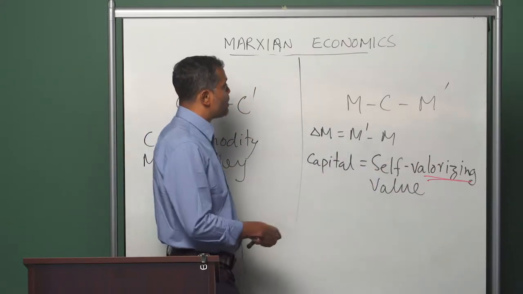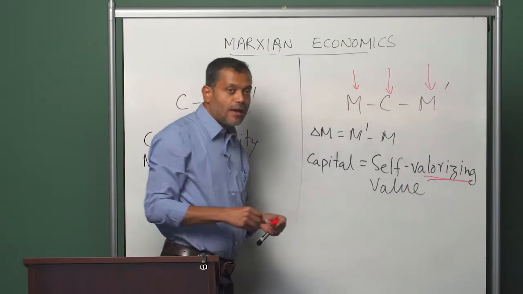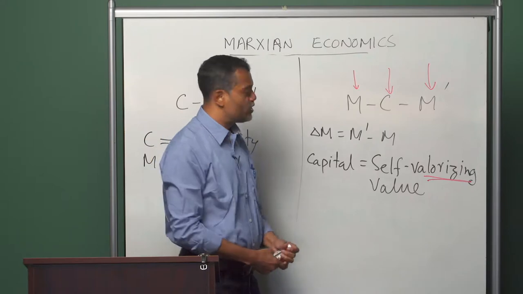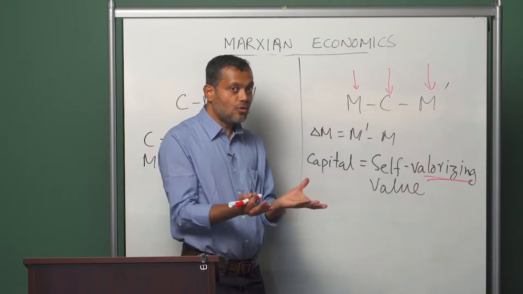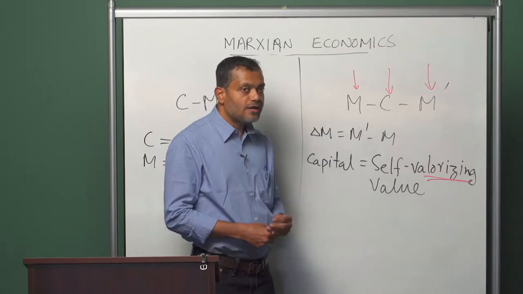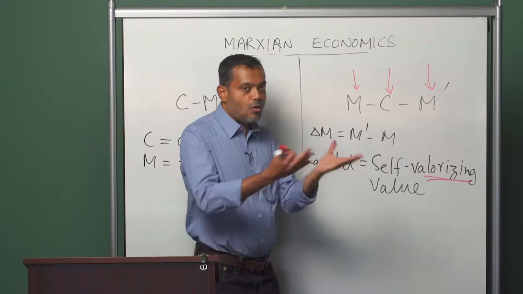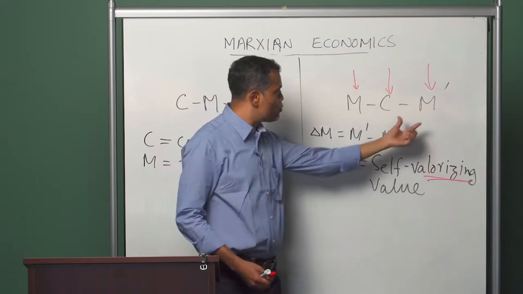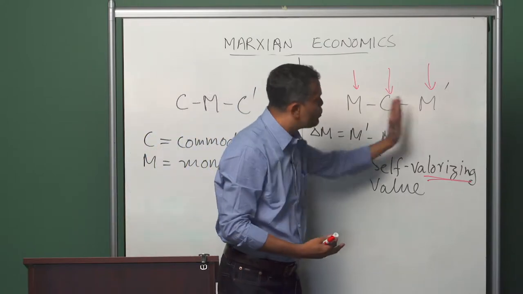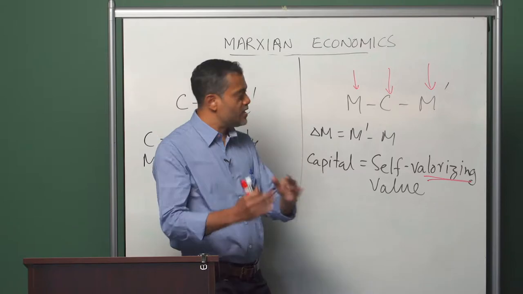Now, remember also our discussion from the previous segment tells us that money, commodity, and money, each of them are forms of value. A commodity has value. Money is a way to represent value in other commodities, and therefore M, which represents money in this case, is also a form of value. So if we look at this process of exchange in an abstract way, what is going on is value, which initially is in the form of money, transforms itself into a commodity form of value, and then transforms itself back into the money form of value. And that is why capital is understood as value going through this process of circulation, whereby it transforms itself from money to commodity and back to money.